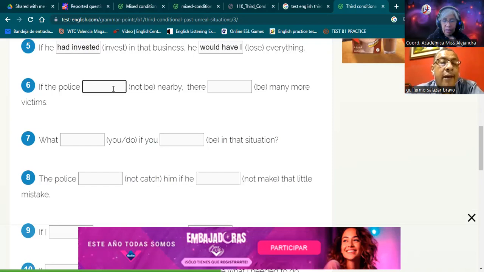If the police hadn't been nearby, there would have been many more victims.